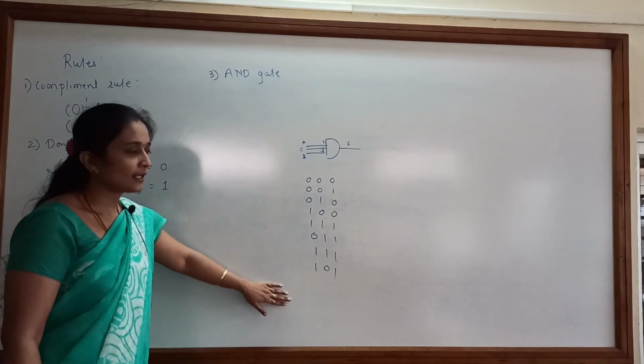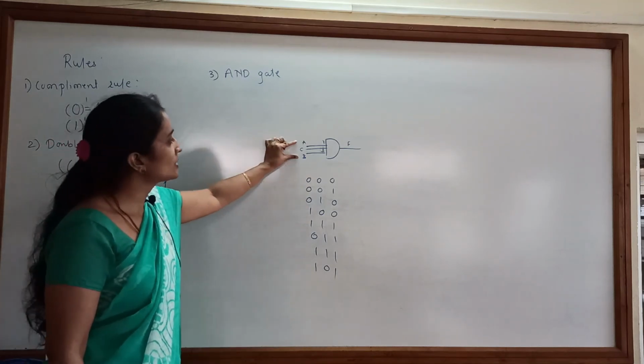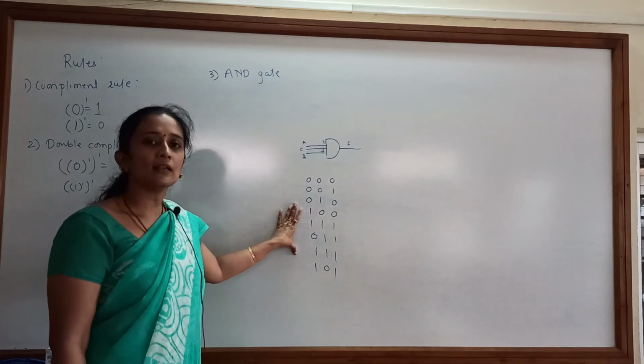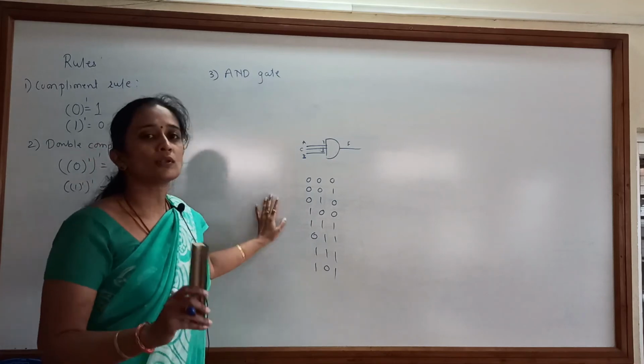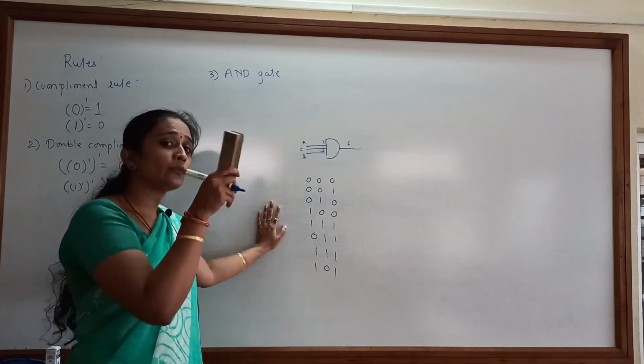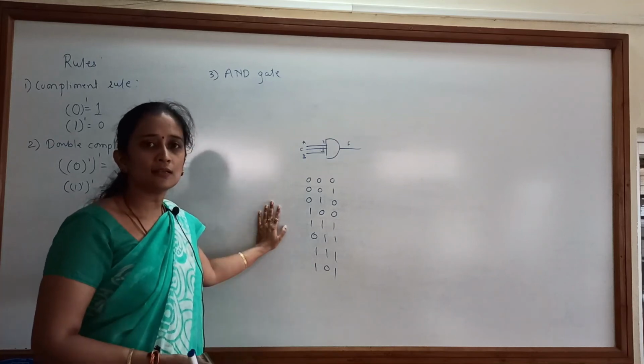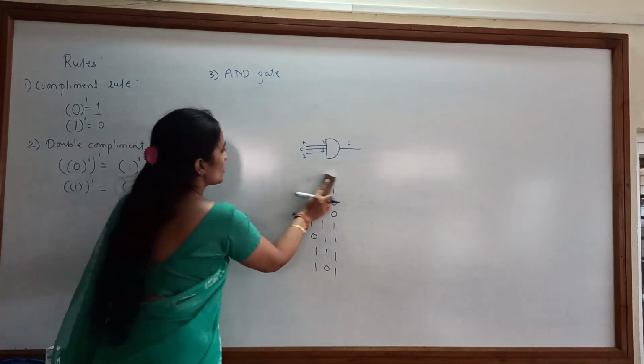How many combinations are there? 8. If inputs are 3, possibilities are 8. If inputs are 2, possibilities are 4. If inputs are 4, possibilities are 64. How to recognize those possibilities?